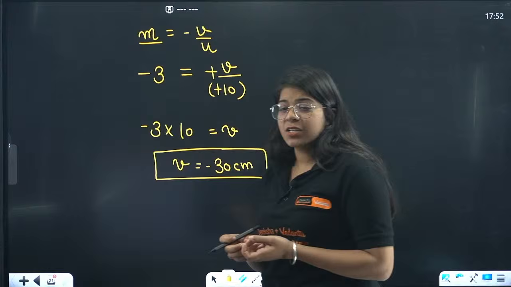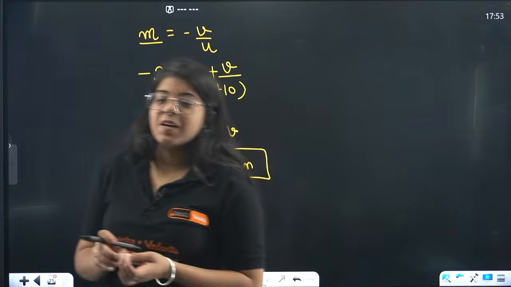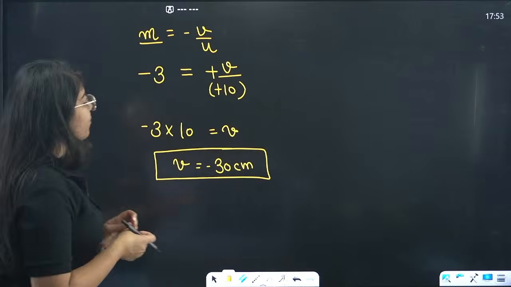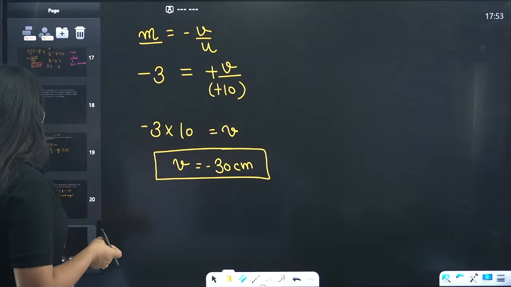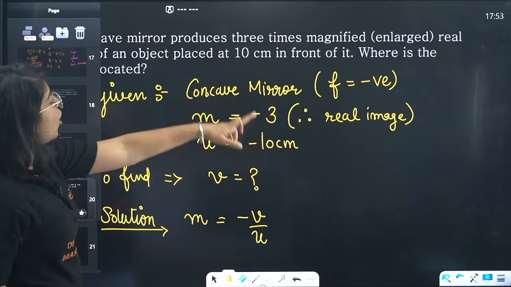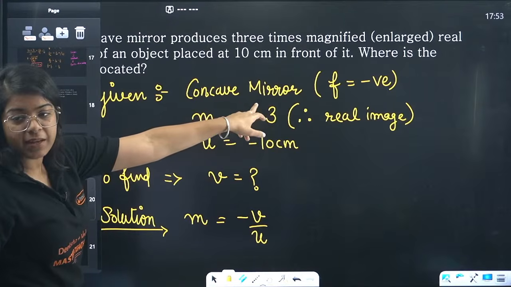Okay, let's have a challenge for the next question. First, I gave the answer. Okay, all of you gave the answer. Very good. Now, understood? You understood how we got the negative sign in magnification.